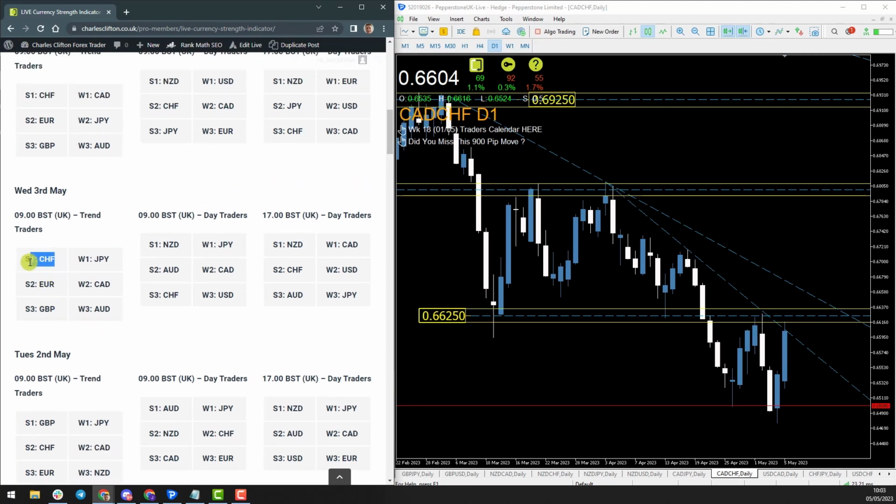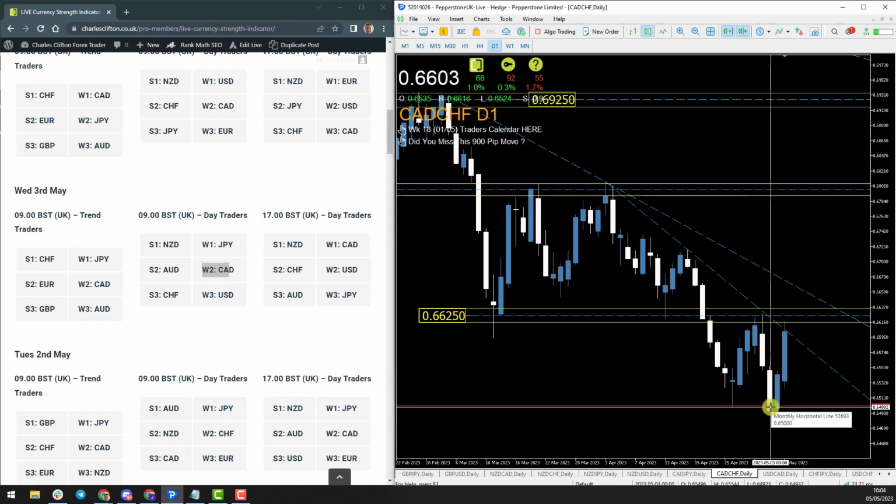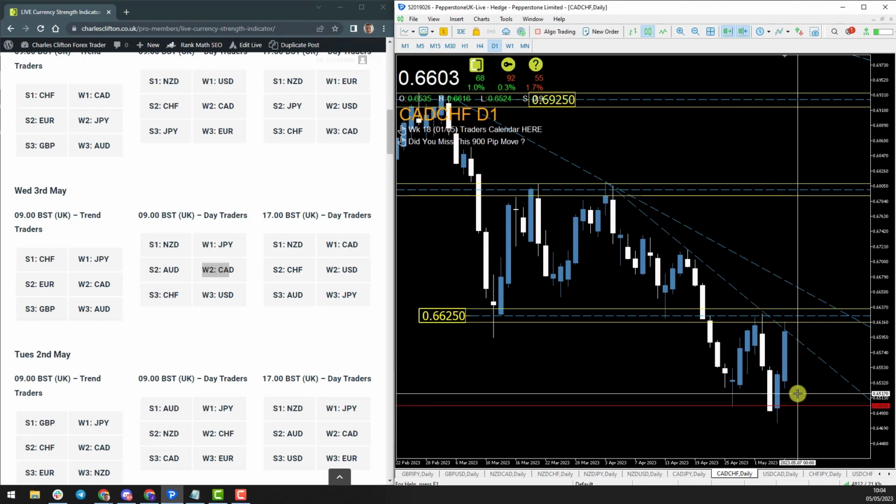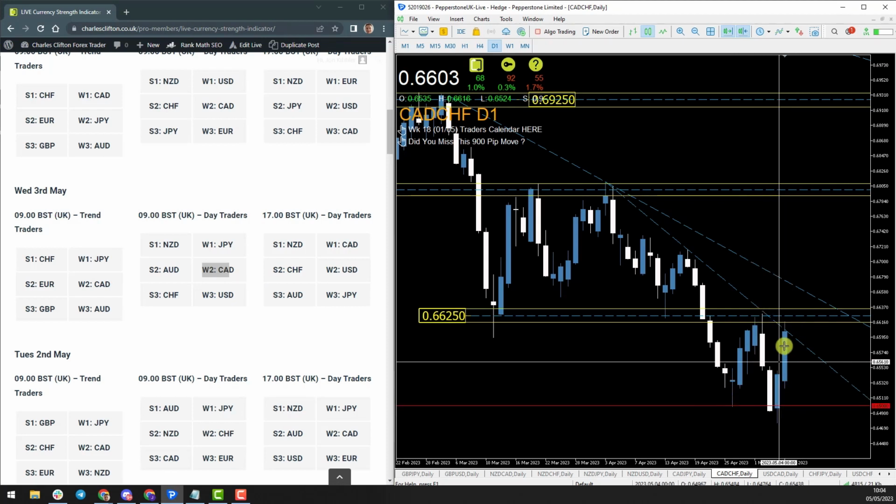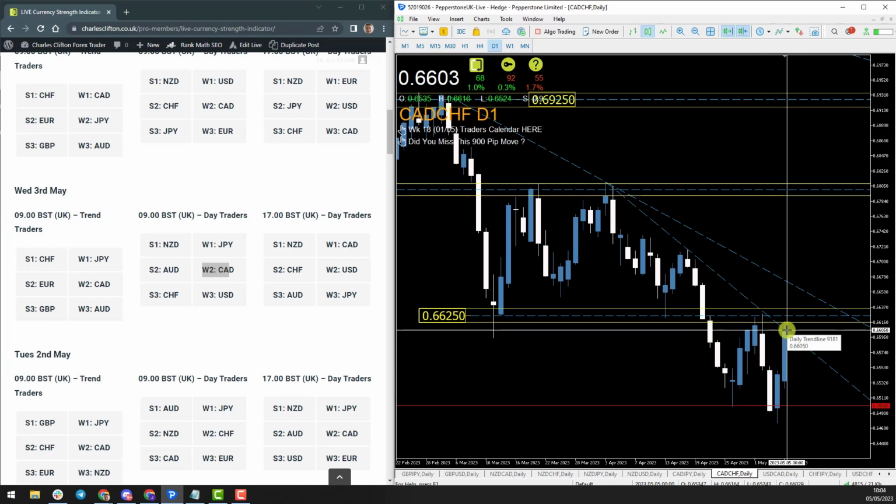That currency happened to be the Swiss franc, which appeared on both tables. On the 9 AM day traders table especially is where we had the confluence and the signal that CAD Swiss was the one to trade. We took the short. We were only targeting 0.65 because it was the major swing low, so we didn't really want to trade below this point anyway. And it's a good job we didn't, because price has then reversed and we've seen price rally back towards the 0.6625, which we said could happen in that video.